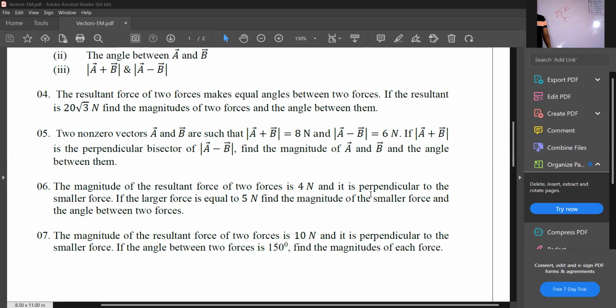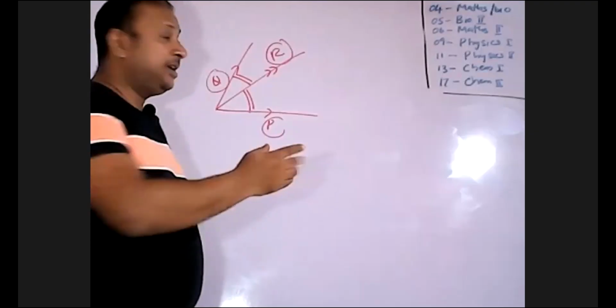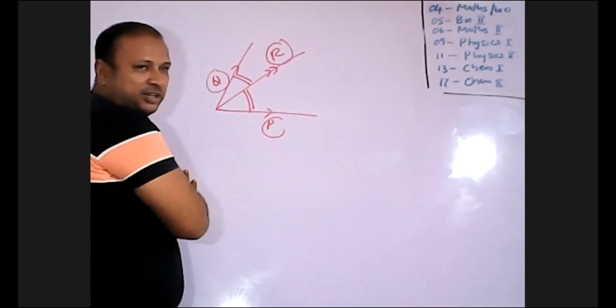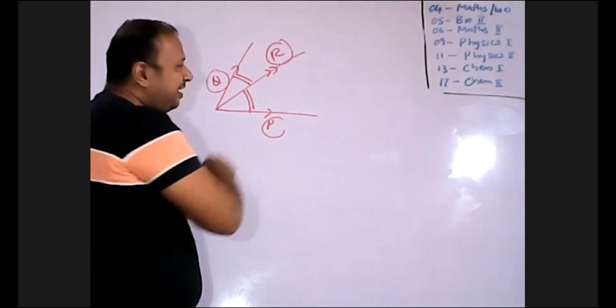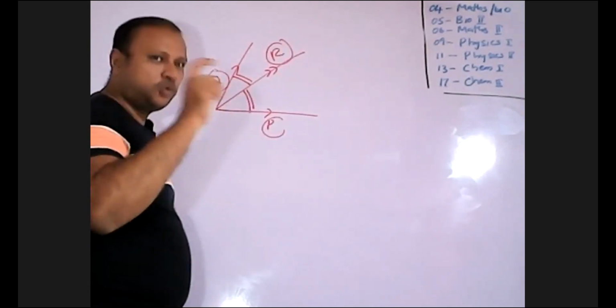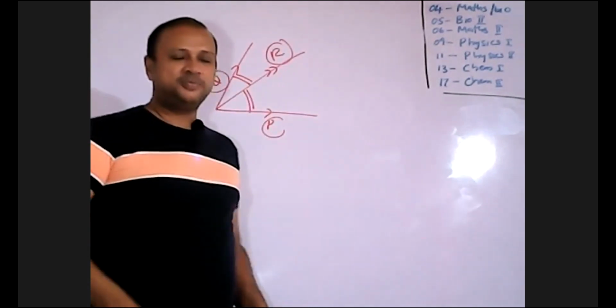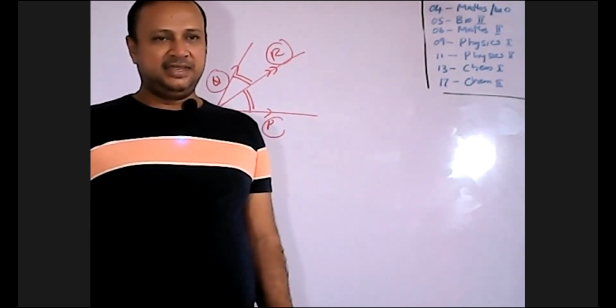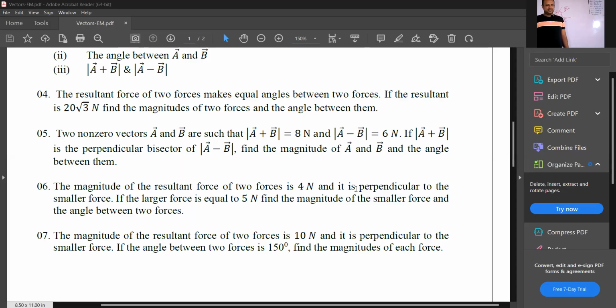20 root 3 again, 20 root 3. You can clearly see. The resultant is 20 root 3. That means the length of the diagonal is 20 root 3. No, it cannot be a square. If it is a square, it should be 20 root 2, no? Therefore, this is a rhombus.